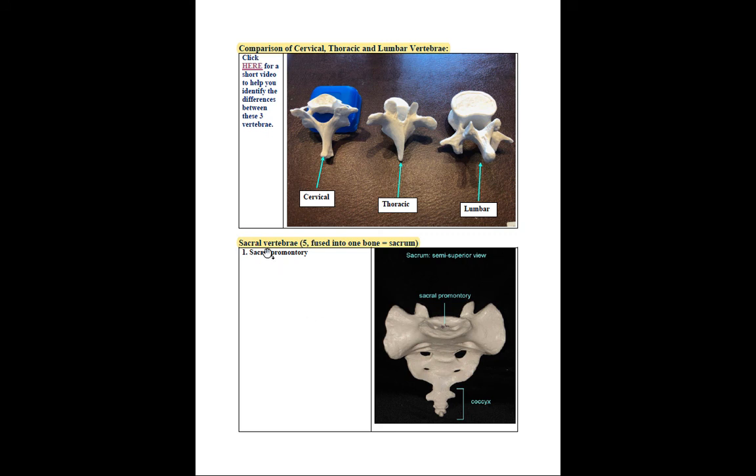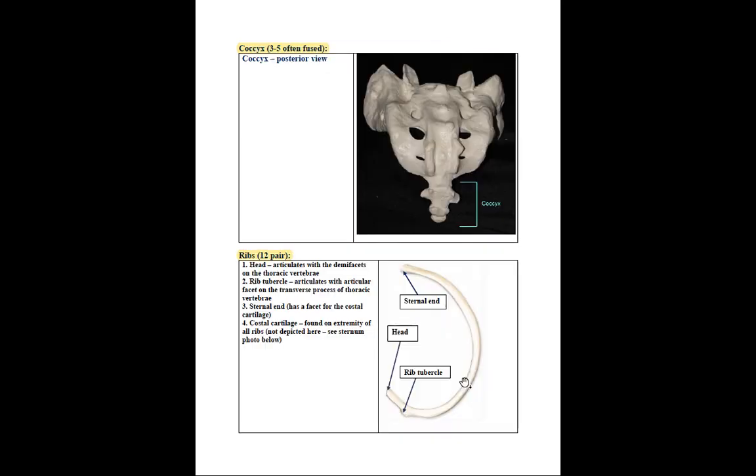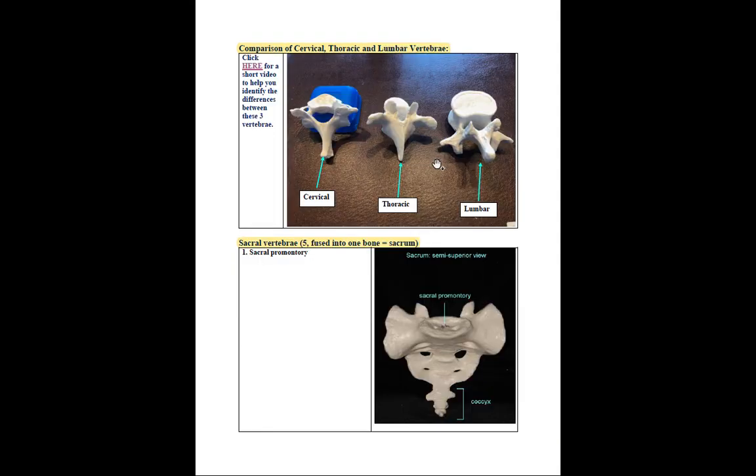So let's go ahead and go on to the sacral vertebra. The sacrum is actually 5 bones that are fused together into one bone, and that's what makes up the sacrum. So for the sacrum, you need to know the sacral promontory. The sacral promontory is, of course, where you're going to articulate with the 5th lumbar vertebra. That's the only feature you need to know for the sacrum, other than that this is the sacrum.